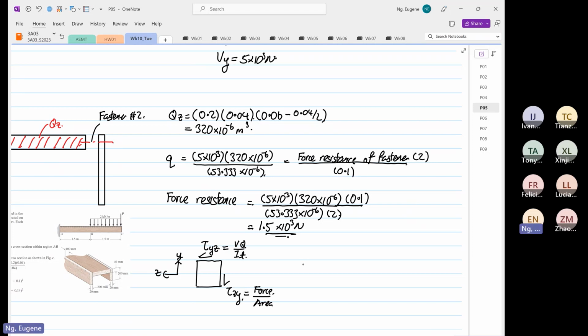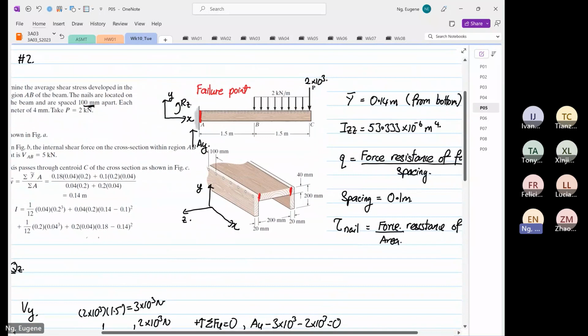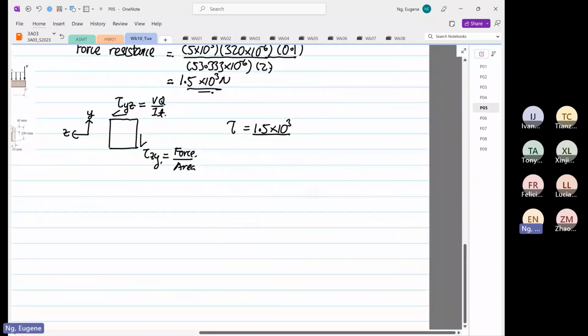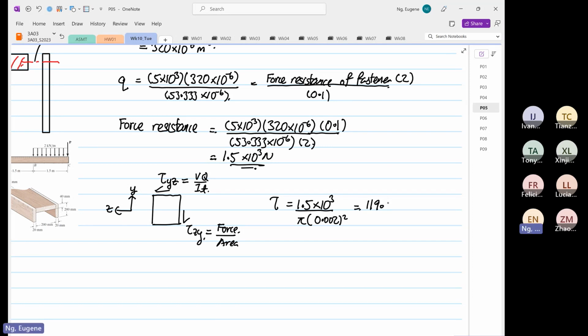So the shear stress of the fastener is equal to 1.5 times 10 to the power 3 divided by the cross-sectional area of the fastener, which is what, 4 millimeters. Okay, so pi r squared. So 1.5 power 3 divided by that is equal to 119.366 times 10 to the power 6 Pascal.